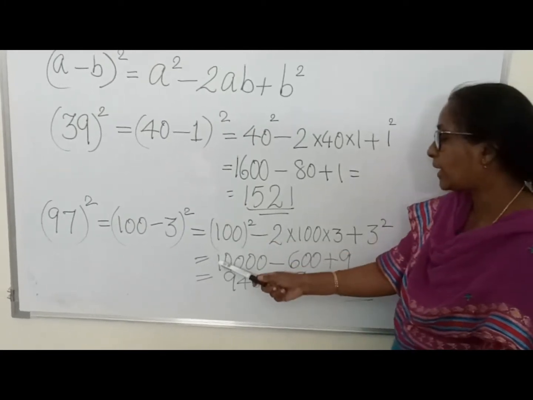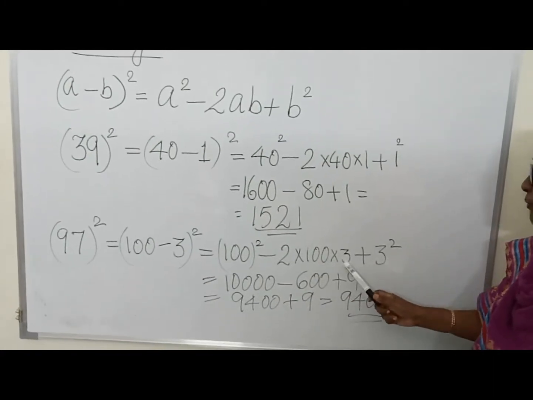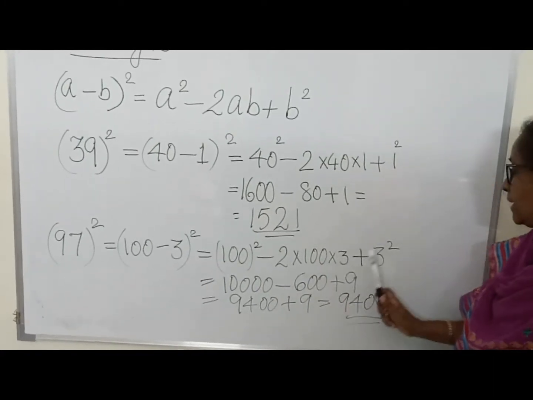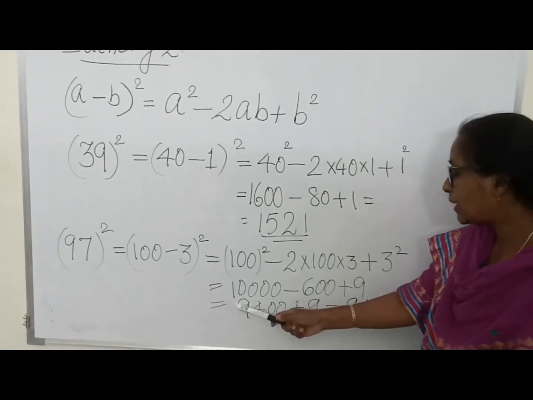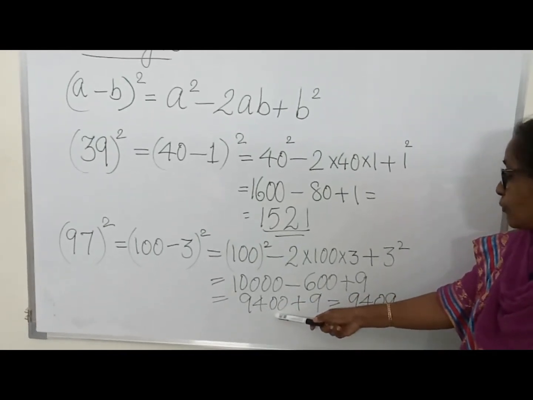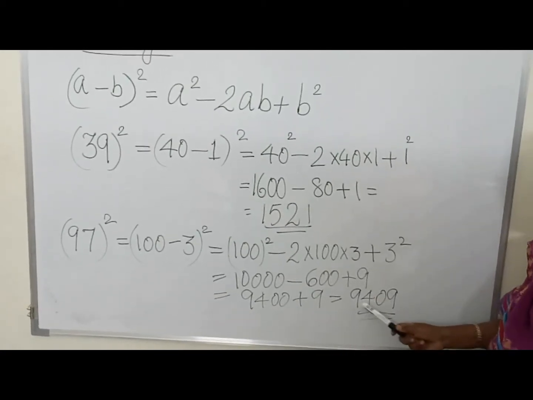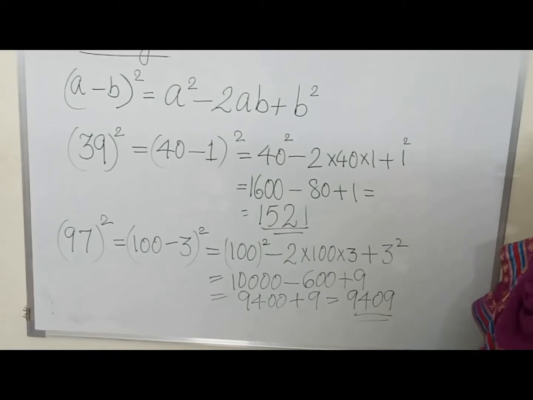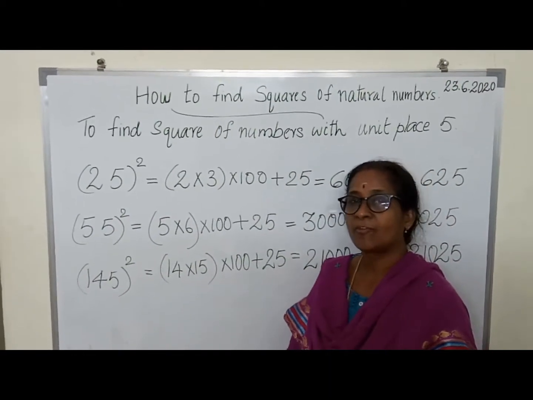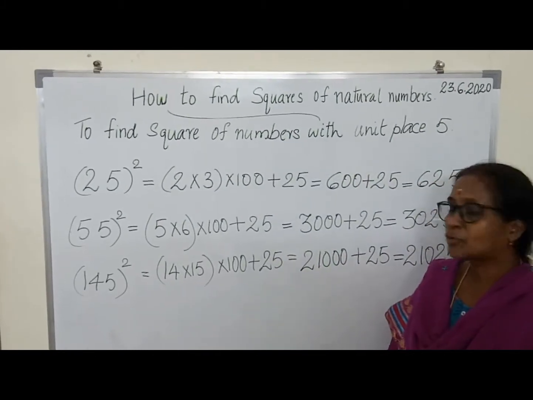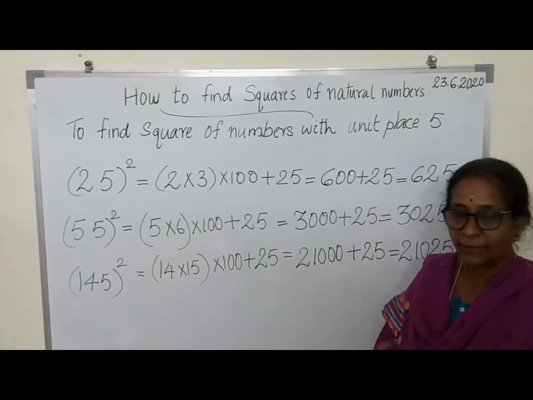What is 100 square? It is 10,000. 2 into 100 into 3 is 600. 3 square is 9. Okay. So here you got 9,400 plus 9, which is equal to 9,409. Now let us see one trick to find the squares of numbers with unit place 5.